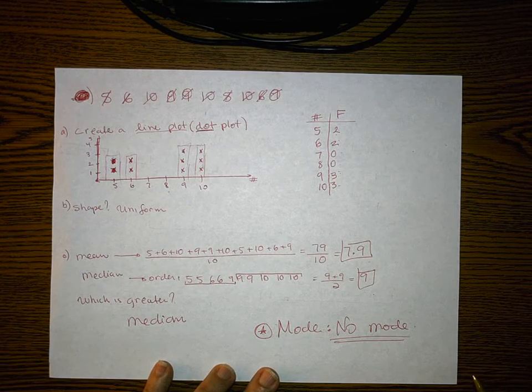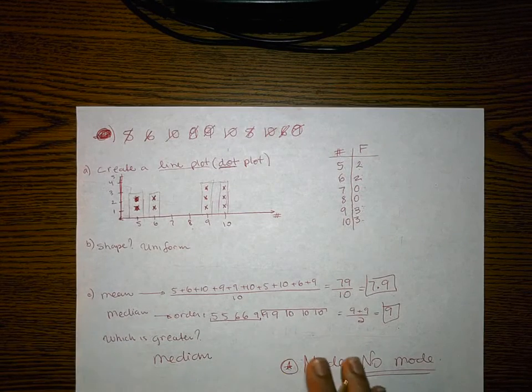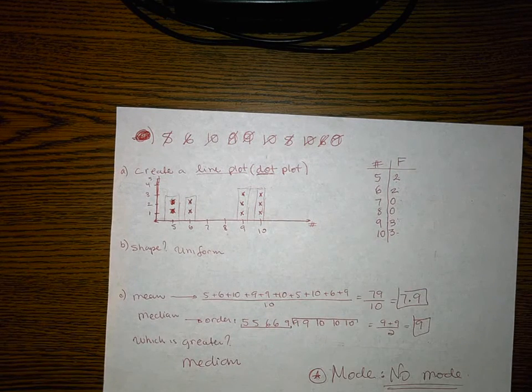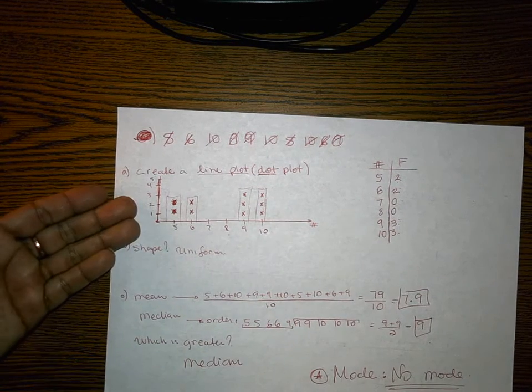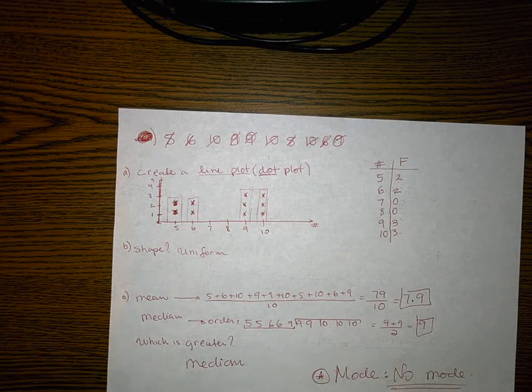Okay? And that concludes your 6.2, practicing mean, median, and mode. And I just did a frequency table again to practice. A line plot, you use your little X's instead of bars. And that's about it. Okay?